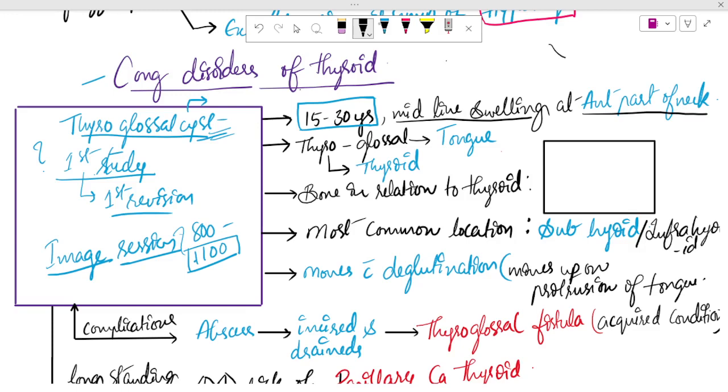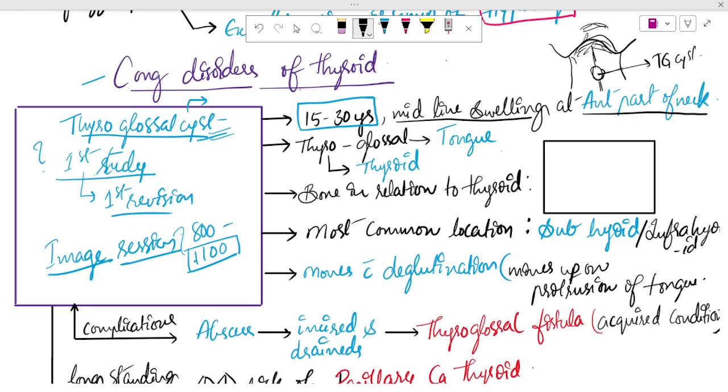For example, if this is the neck, then here you will have a swelling. See, this is the jaw. Here your lips are there. You have extended your head, in full extension of the head. Now here in the midline of the neck, there will be a thyroglossal cyst.